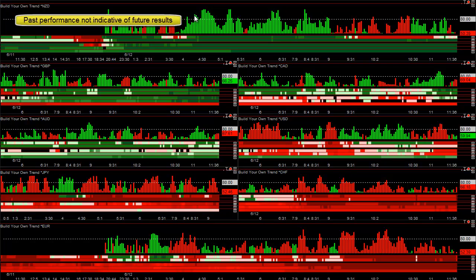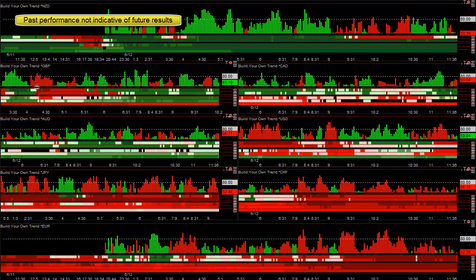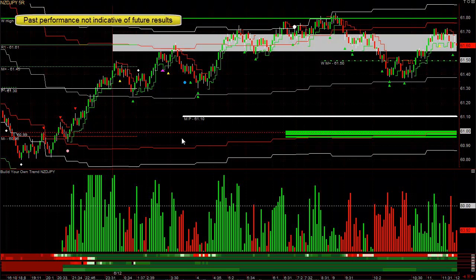And the New Zealand's already strong at that time. And at 4:30, this one's actually a little bit weak, so you would pick the New Zealand. The New Zealand yen, you're looking for buys around 4:30.